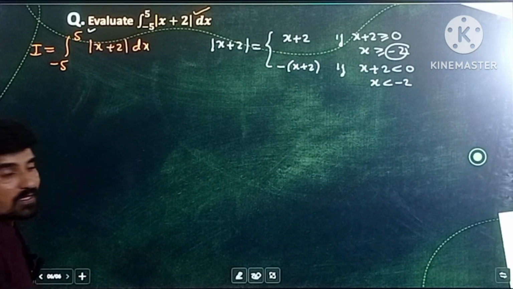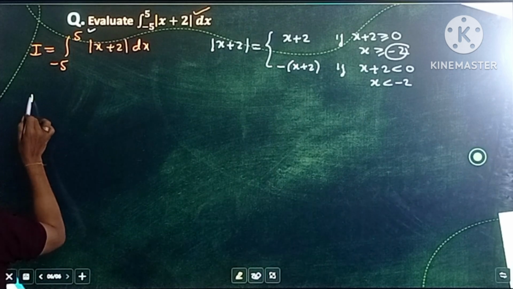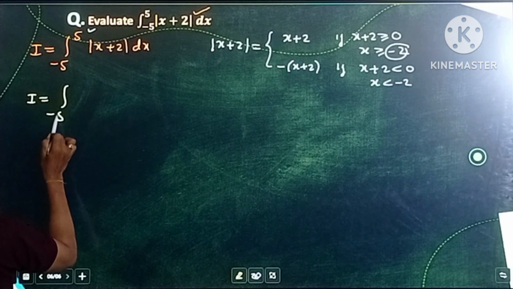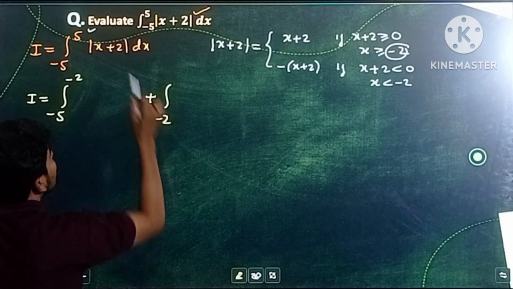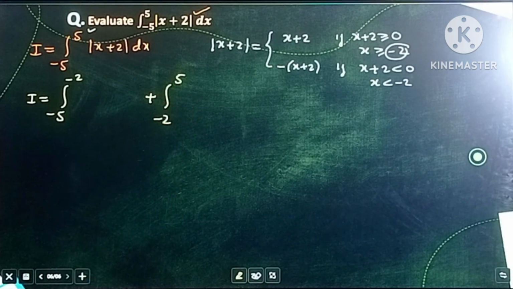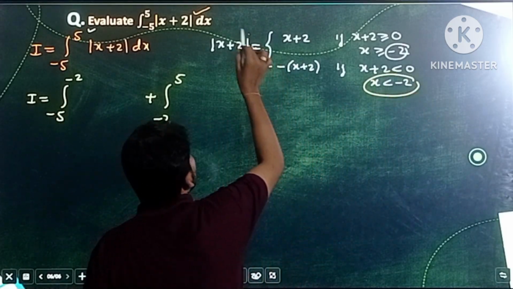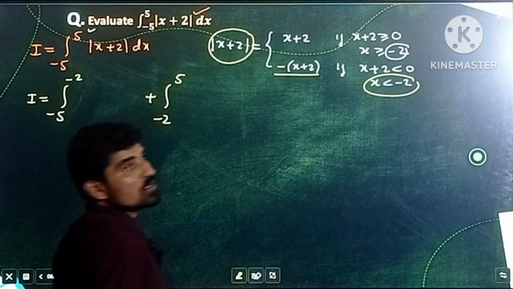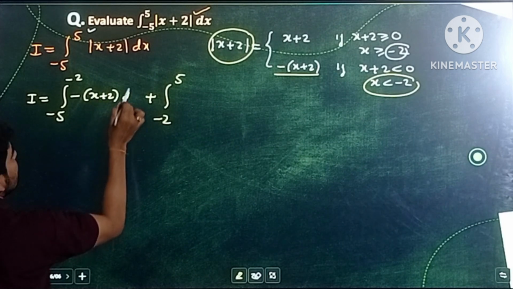Therefore, by using the property, this integration problem I can be expressed as integration from minus 5 to minus 2 plus integration from minus 2 to plus 5. And one more thing, when we are integrating from minus 5 to minus 2, it means we are integrating at the limits less than minus 2. When x is less than minus 2, what is the value of modulus of x plus 2? Minus of x plus 2. Therefore, here I am going to integrate minus of x plus 2 dx.